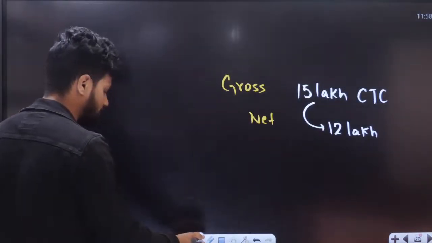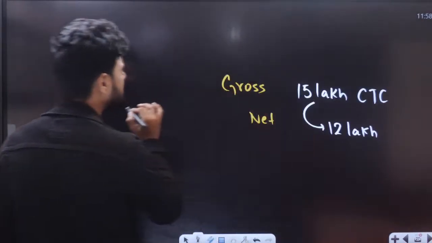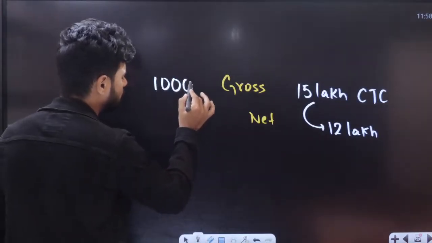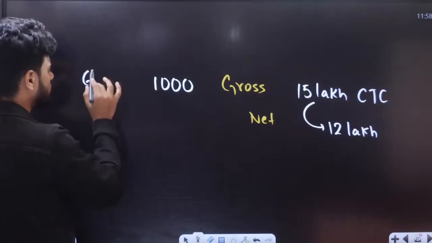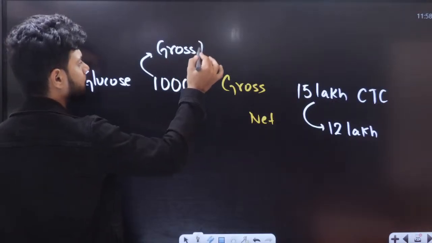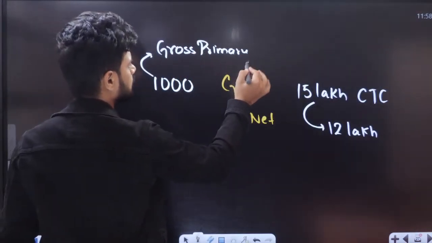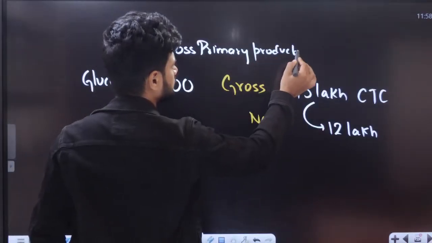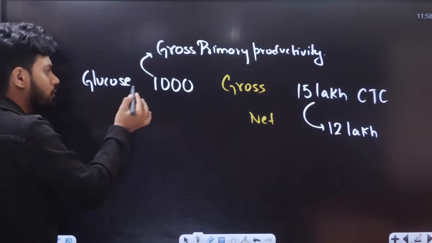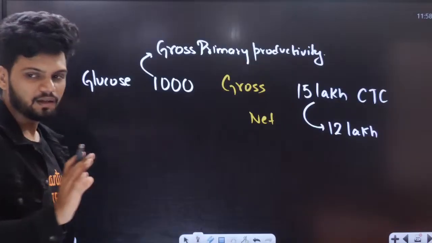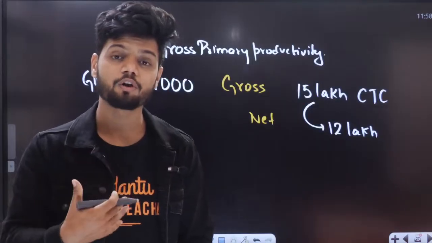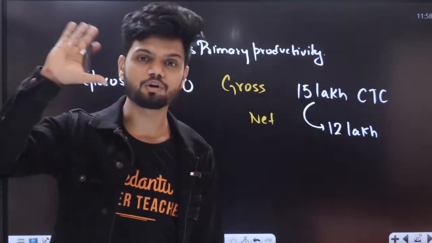I'll give you one more example, quickly understand. For example, a plant is able to produce around, let's say, 1000 molecules of glucose. This is called gross primary productivity. 1000 molecules of glucose. Now do you think the plant will give us almost all the 1,000 molecules? Take it and enjoy, I don't want anything?